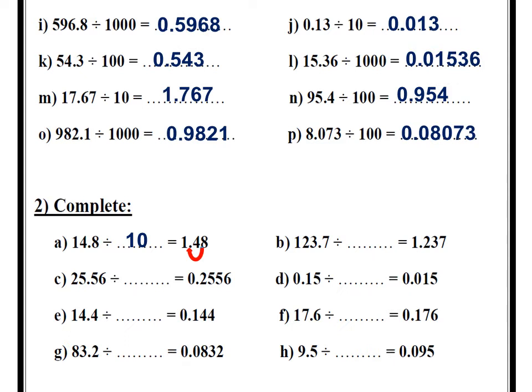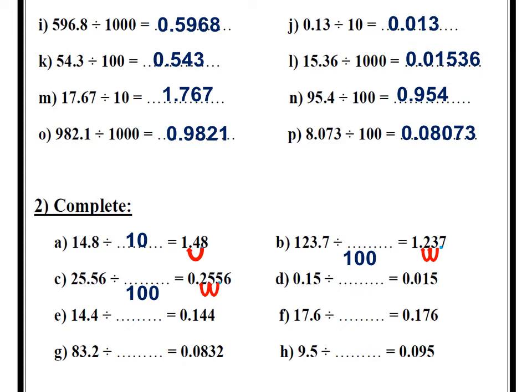B, 123.7 divided by what? Gives you 1.237. The original position of the decimal point was between the 3 and the 7. It moved backward 2 steps, so it is going to be divided by 100. C, 25.56 divided by what? Gives you 0.2556. Here was the original position of the decimal point between the 5 and the 5. It moved 2 steps, so this means I'm going to divide it by 100, which has the 2 zeros.